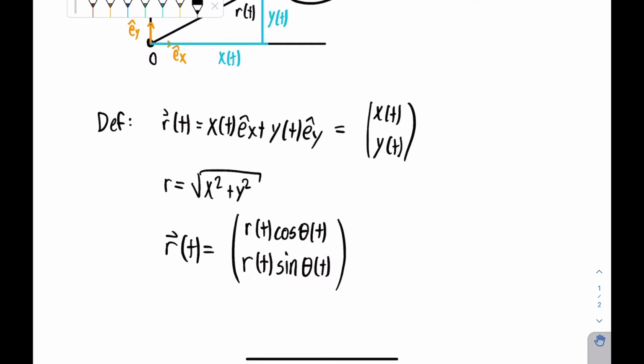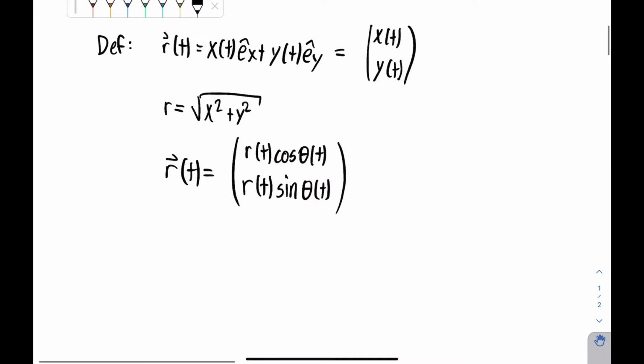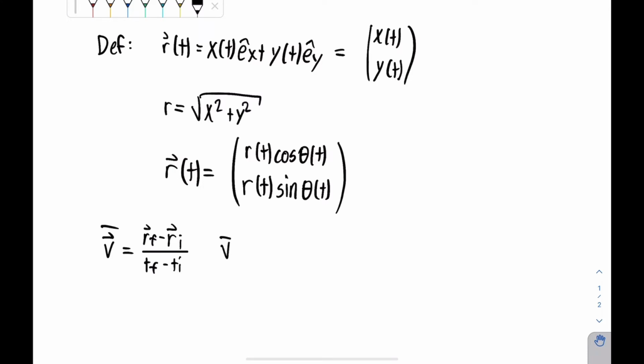From this, we can define a bunch of quantities, the first of which will be the average velocity. To get the average velocity vector, we will take the change in r over the change in t, which will be r final minus r initial over final time minus initial time. Taking the limit will give us the expression for the instantaneous velocity vector, v equals r dot. Of course, this is the same as x dot of t and y dot of t.